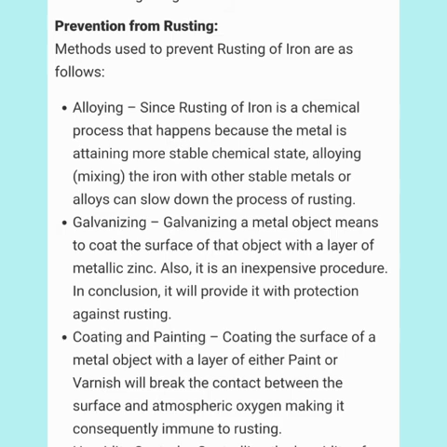Third, coating and painting. Coating the surface of a metal object with a layer of either paint or varnish will break the contact between the surface and atmospheric oxygen, making it immune to rusting.